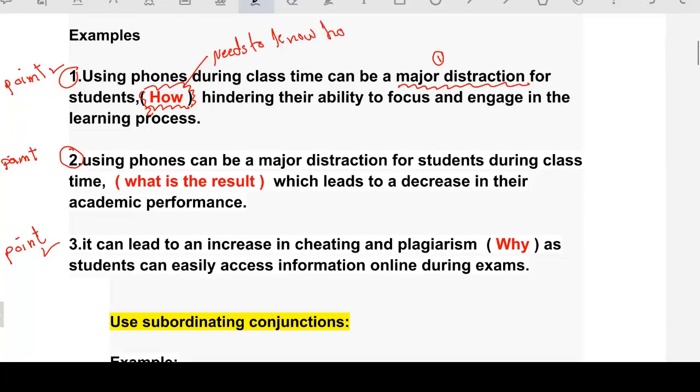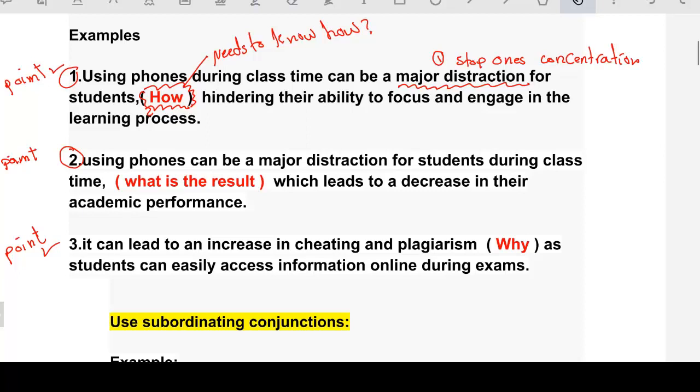Okay? Needs to know how. How using phones during class time can be a distraction. Distraction means to stop one's concentration. Okay, concentration. It makes you distracted, like stopping your concentration. You are not paying attention.